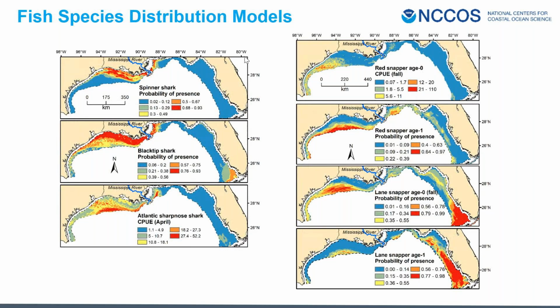So this is the data itself, the model outputs. You can see on the left side are shark species, spinner, blacktip, and Atlantic sharp-nosed shark. And again, the orange and red areas are higher probability of occurrence or greater catch per unit effort. So more fish on those orange and red areas. On the right side, you can see the snapper species. We broke those into age group, red snapper age 0, 1, lane snapper age 0 and 1 as well. And these species are in addition to the 3 Penaeid shrimps that we modeled as well.